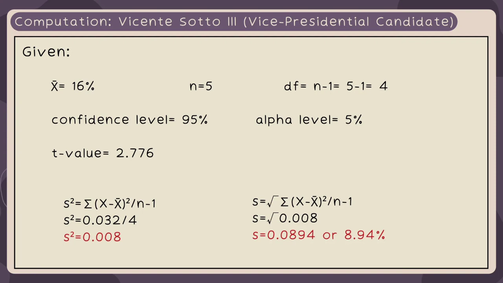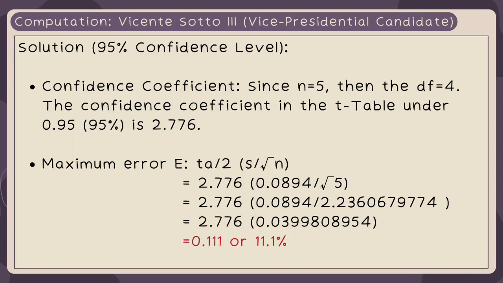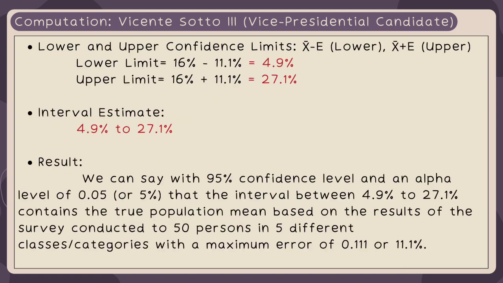And to solve for the sample standard deviation, 3.2 in decimal form is 0.032, divided by 4 is variance 0.08, get its square root, so the sample standard deviation then is 0.089. Next, solve for the maximum error, substitute its formula, 2.776 quantity 0.0894 over the square root of 5. Simplify, then the answer is 0.111 or 11.1%.